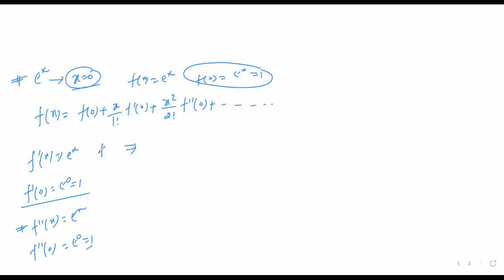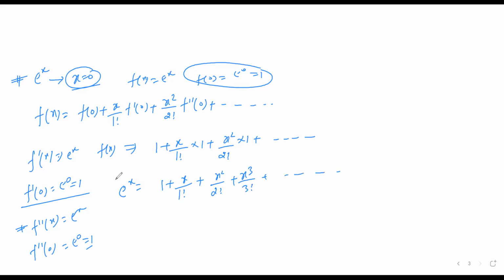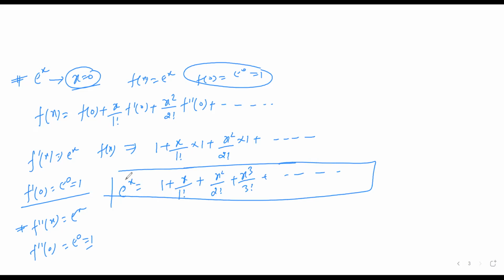This function will reduce to f of 0 is 1, x by 1 factorial, again f dash 0 is 1, x square by 2 factorial, again 1, and it is 1. So f of x is given as e raised to x. The e raised to x expansion will be 1, x by 1 factorial, x square by 2 factorial, and x cube by 3 factorial, and so on. So this is the series for e raised to x.